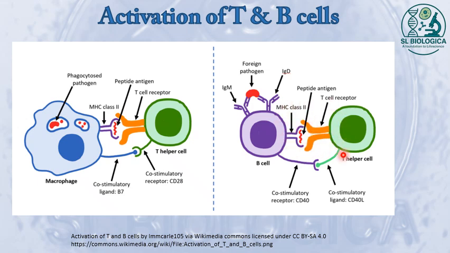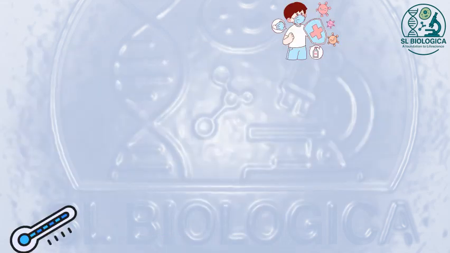So this acts as the primary signal, the first signal. Together with that, the CD40 receptor of the B cell can also interact with the CD40L receptor of the T helper cell, and this acts as the co-stimulatory signal for the B cell involved activation of T helper cell. Here B cell acts as the antigen presenting cell. Is that clear now? Okay, let's move to the next question.